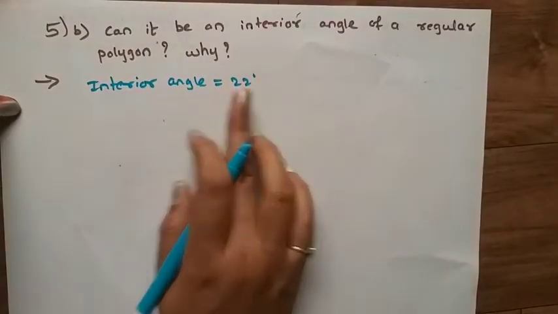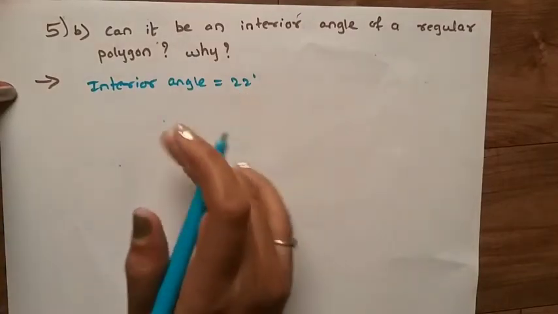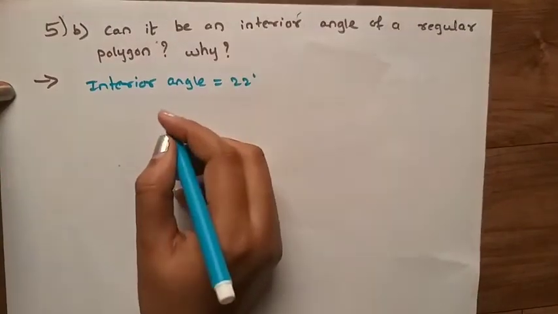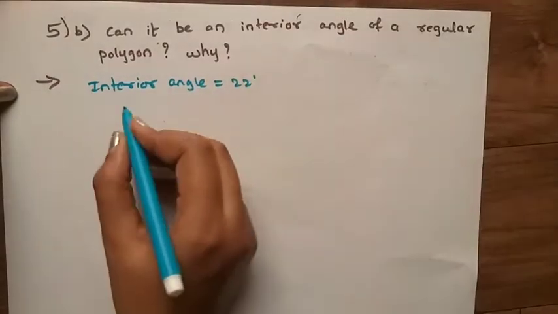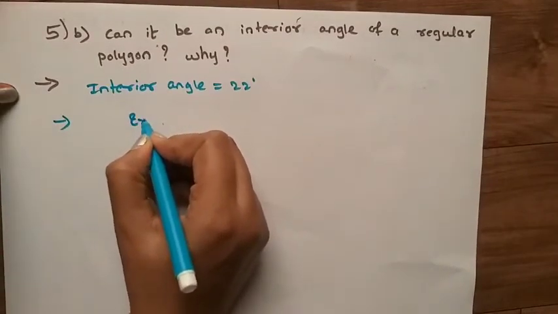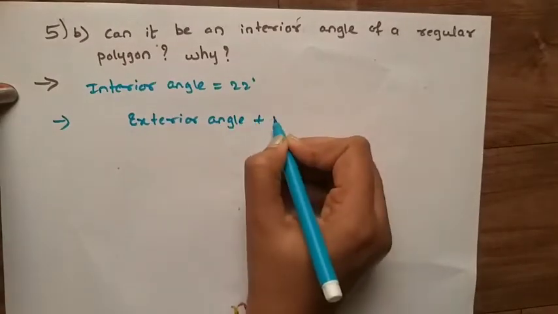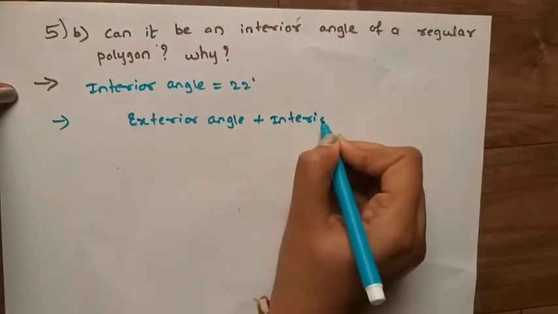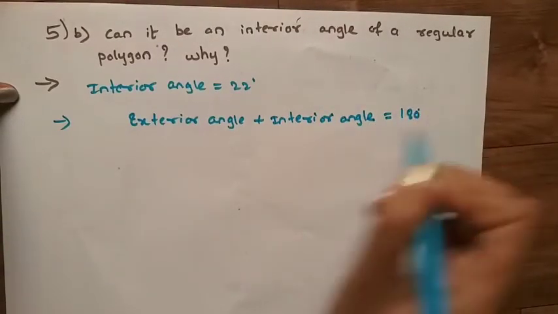So again the condition here: interior angle is equal to 22 degree. Here they have not given an exterior angle value, so we have to first calculate the exterior angle value using the formula that interior angle plus exterior angle is equal to 180 degree. So write the formula for solving the exterior angle. Formula is exterior angle plus interior angle is equal to 180 degree.